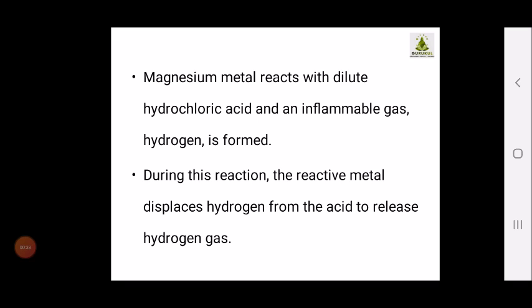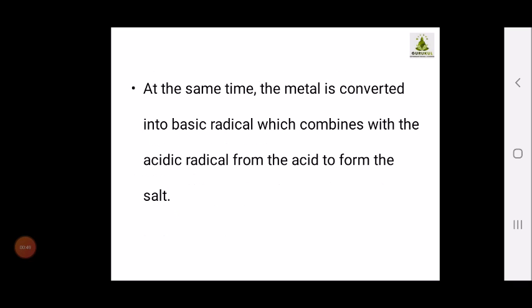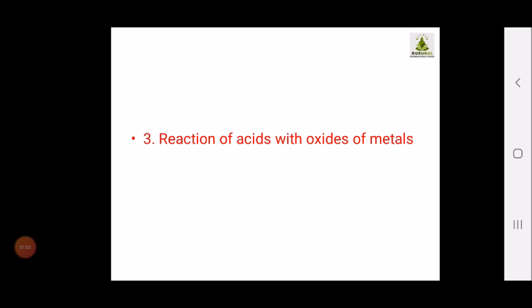Now consider that magnesium metal reacts with dilute hydrochloric acid and an inflammable gas, hydrogen gas, is formed. During this reaction, the reactive metal displaces hydrogen from the acid to release hydrogen gas. At the same time, the metal is converted into a basic radical, which combines with the acidic radical to form the salt.